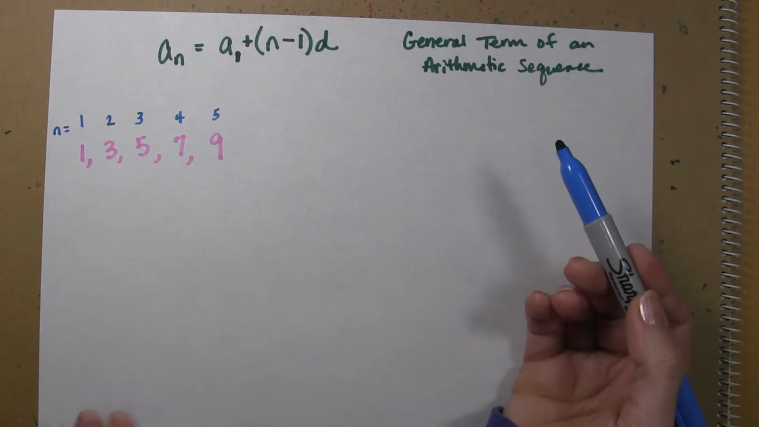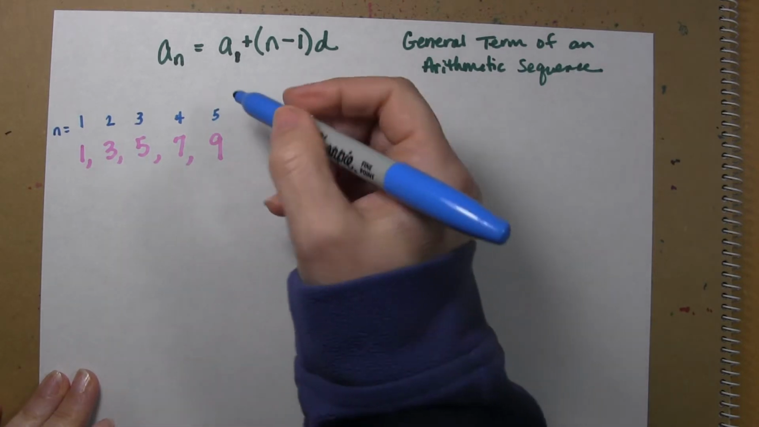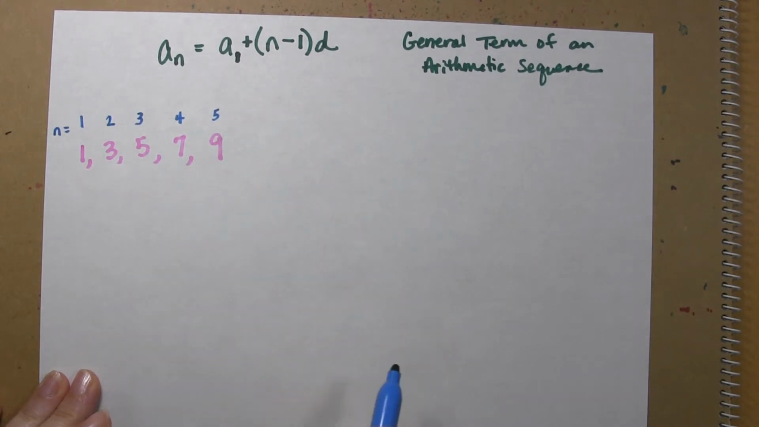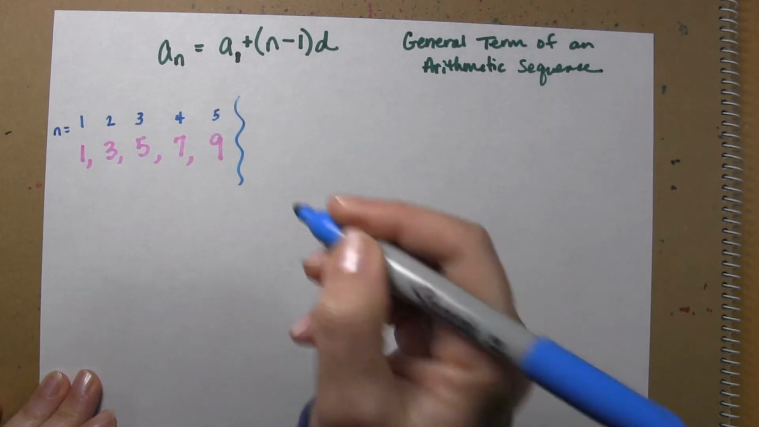Is it the 99th place, right? It's the place in the sequence. And so what we can do is we can use this formula to figure out the next term. Now you and I already know that the next term is 11, but let's pretend that we don't know that.